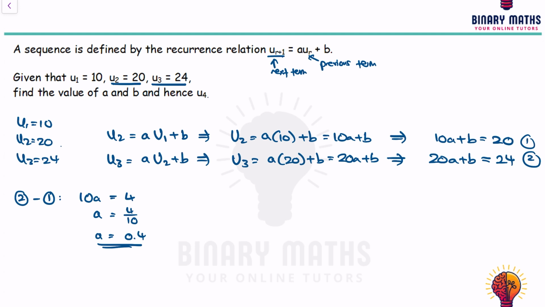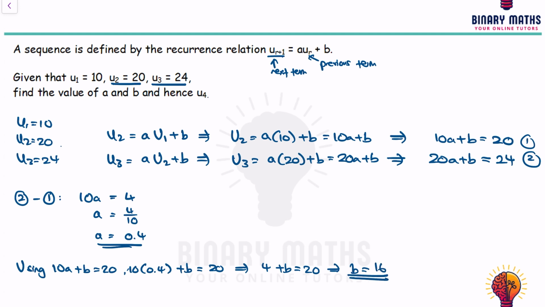Okay, so that's a. To find b, we can use 10a plus b is equal to 20. We have 10 times 0.4 plus b is equal to 20, which implies 4 plus b is equal to 20, which implies b is equal to 16. So a is equal to 0.4, b is equal to 16. So u(n+1) is equal to 0.4 times un plus 16.